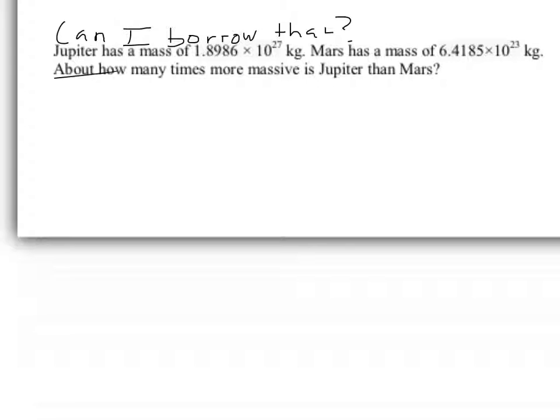It says about, so I'm actually going to round here. I'm going to make this 1.9 times 10 to the 27th. And I'm going to make this approximately 6.4 times 10 to the 23rd. Now here's the great thing about scientific notation. It makes this a whole lot easier.